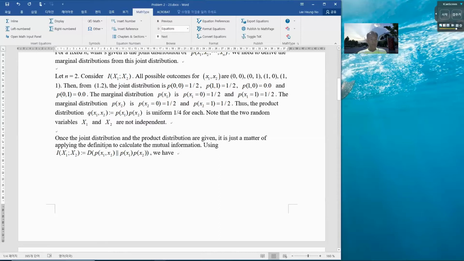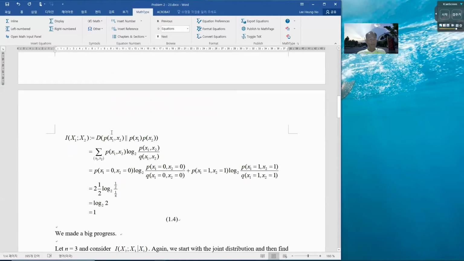Okay, so once the joint distribution and the product distribution are given, it is just a matter of applying the definition to calculate the mutual information. So mutual information can be defined as relative entropy between joint distribution and product distribution. And then we apply that to this definition.